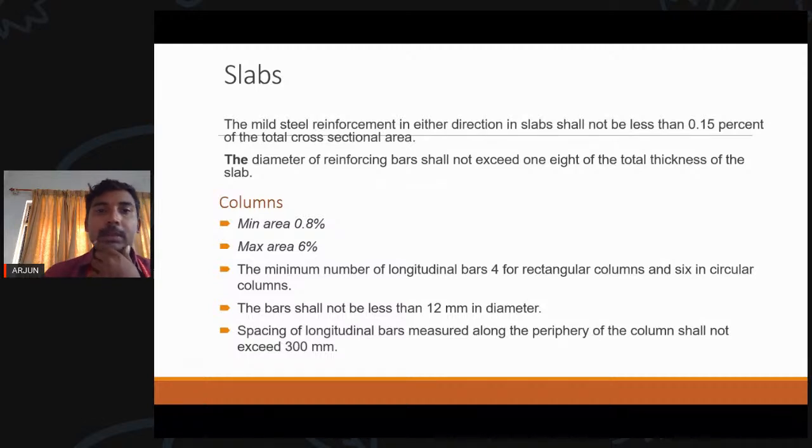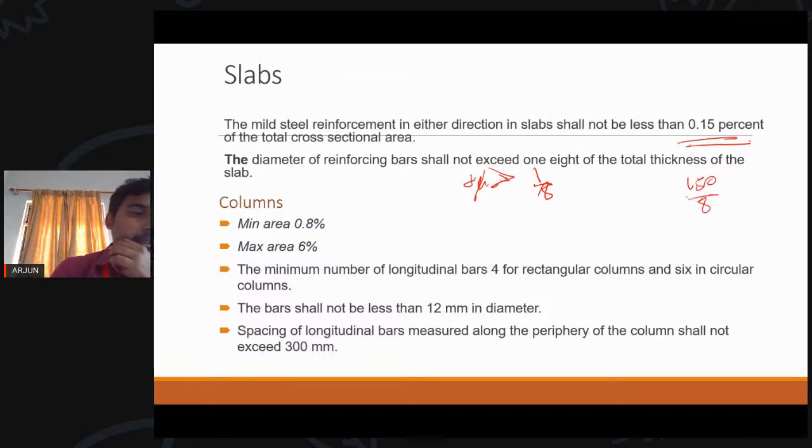In case of slabs, the minimum amount of reinforcement is 0.15% of the total gross area, and the diameter of the reinforcing bar shall not be greater than 1/8 of the thickness. Say, for example, if the slab thickness is 150 mm, 150 divided by 8 is 18.75 mm. So your reinforcement bar diameter should not be greater than 18 mm. So that is one of the important provisions to be remembered.